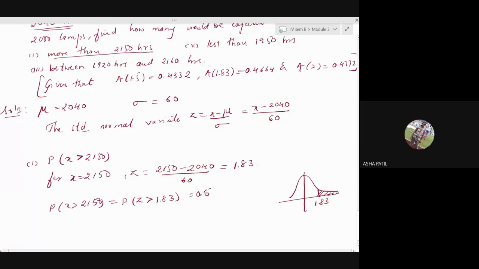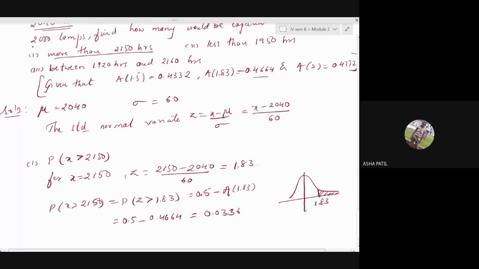Total area towards the right side 0.5 minus A of 1.83, the unshaded part. Total area 0.5 minus the unshaded part, we will get the shaded part. So 0.5 minus A of 1.83 is already given here, 0.4664, so we get 0.0336. So this is the probability that X, life of an electric bulb, is greater than 2150 hours. Life of one bulb.